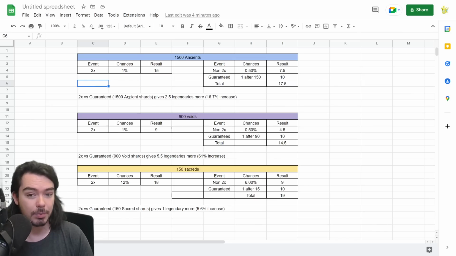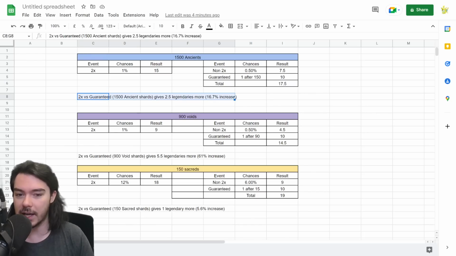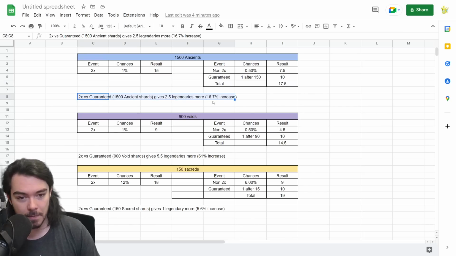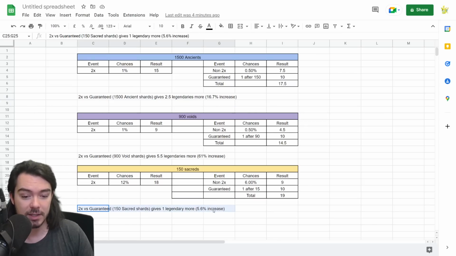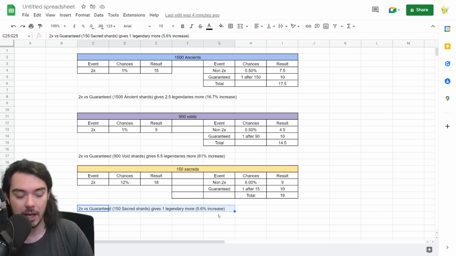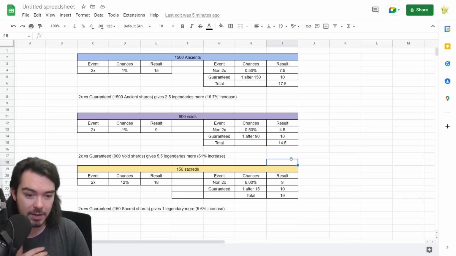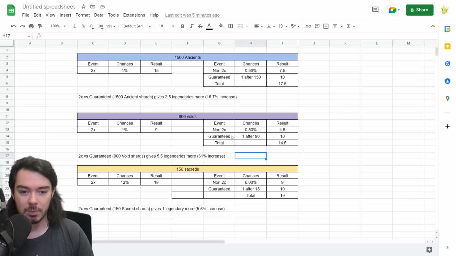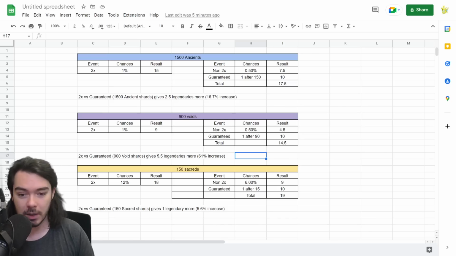I was certainly kind of surprised to come in and see that Ancients is actually a decent increase. It's good, but it's not insanely better. I feel like you don't need to feel too crazy bad about skipping it. And the same thing with Sacreds, this actually was much worse than I thought it would be. It's still okay, but it's not completely crazy. And then Void Shards really is what I expected. It obviously is completely crazy, just in terms of the Void Shards that you have to spend in order to get a Legendary.